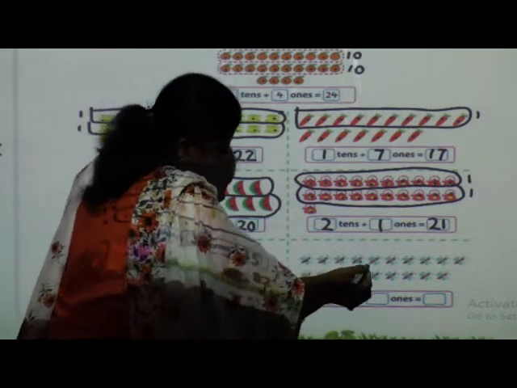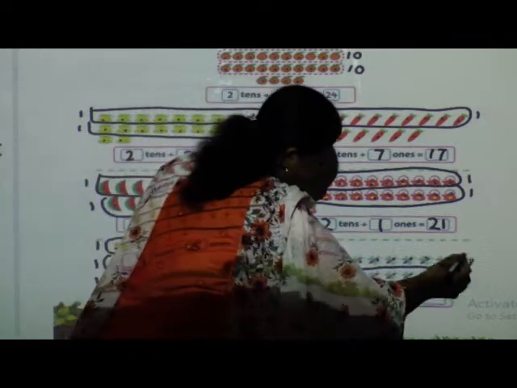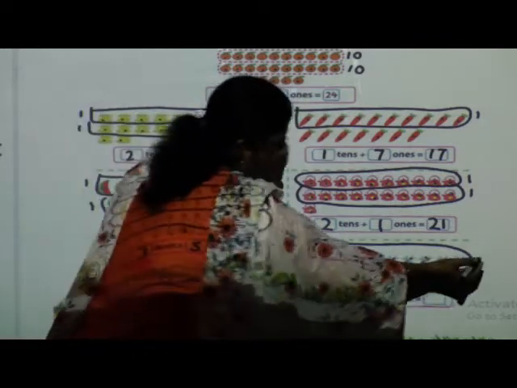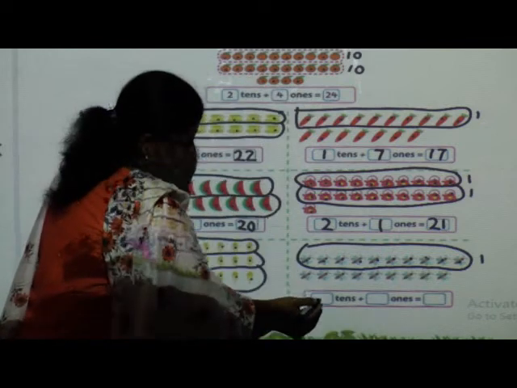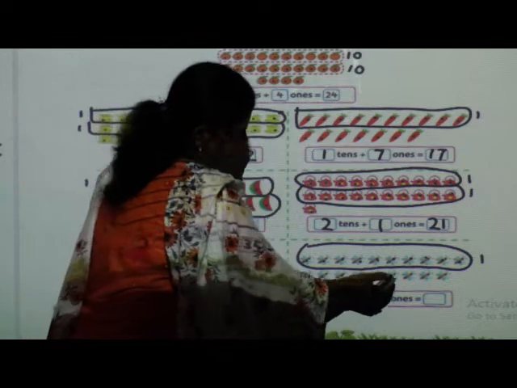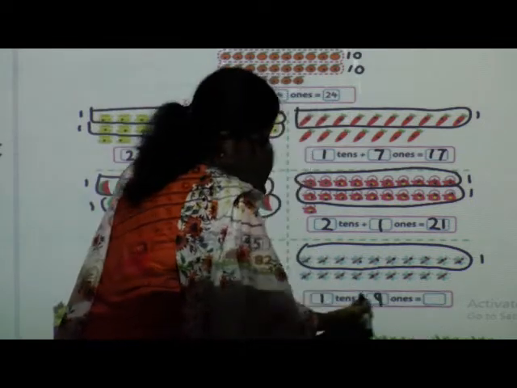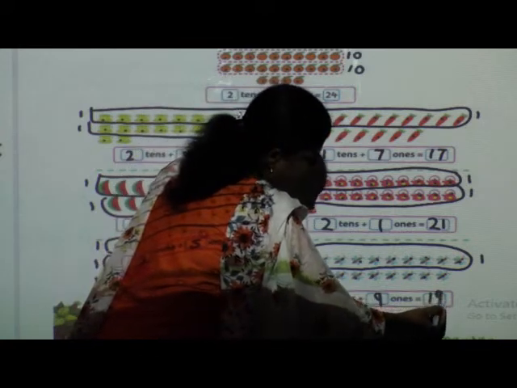1, 2, 3, 4, 5, 6, 7, 8, 9, 10. So make a bundle of 10. Here 1. So we will write here bundle only 1. 1, 2, 3, 4, 5, 6, 7, 8, 9. So we will write here 9. So total 1, 9, 19.